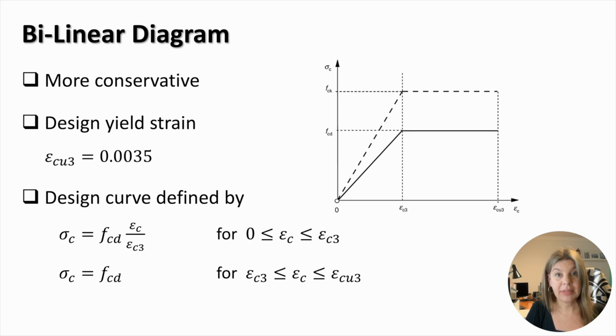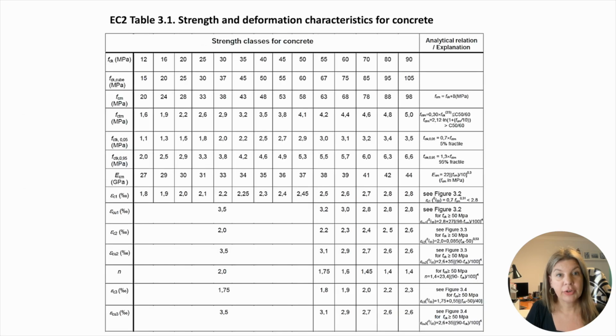The bilinear diagram is more conservative than the parabolic rectangular diagram. The bilinear diagram is different from the parabolic rectangular diagram only in the first part of the curve. The first part of the bilinear curve is linear and is described by the following equation. The boundary between the two parts of the bilinear curve is defined by the strain epsilon c3, which is smaller than epsilon c2. As a result, the bilinear diagram is more conservative than the parabolic rectangular diagram. Eurocode 2 defines all strength and deformation characteristics for different concrete classes in Table 3.1. Note that fck here represents the cylinder strength of concrete.